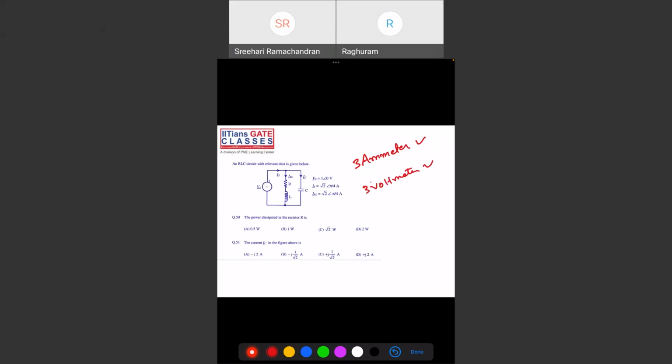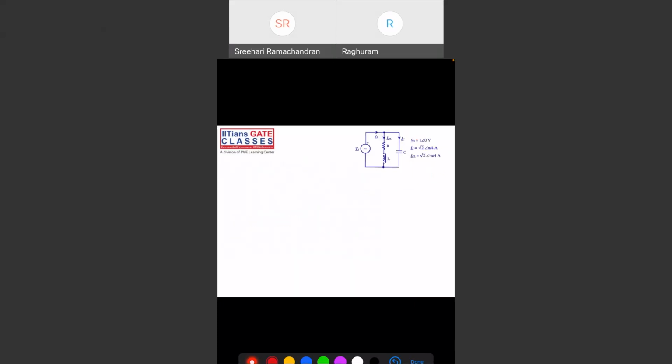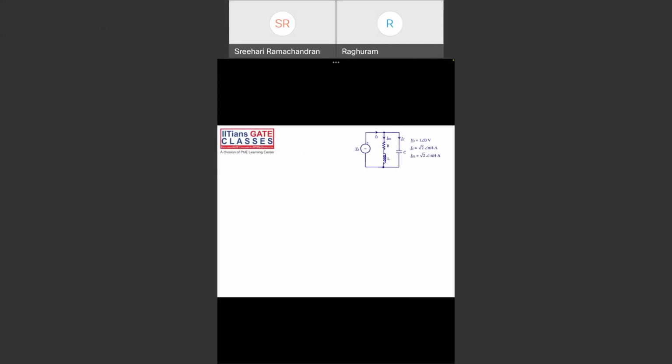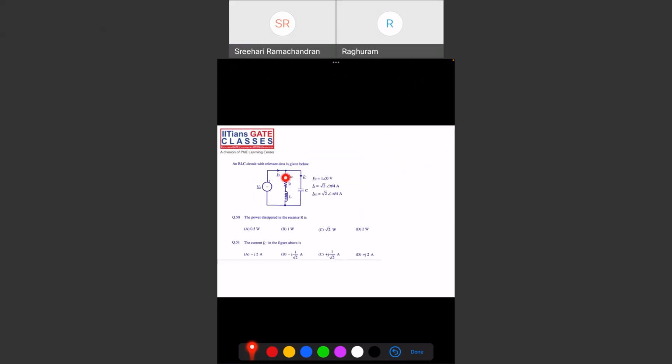And Hall is mostly theoretical. I don't think this is necessary. You'll be having 3 ammeters. You see, there is a current source IS, IR, and IC, three currents. Okay, you have 3 currents, so this is called the 3 ammeter method. You can use the 3 ammeter method and find the values.